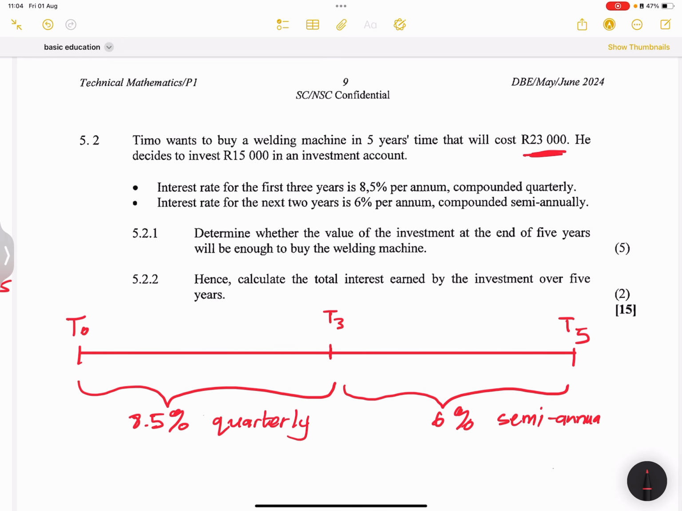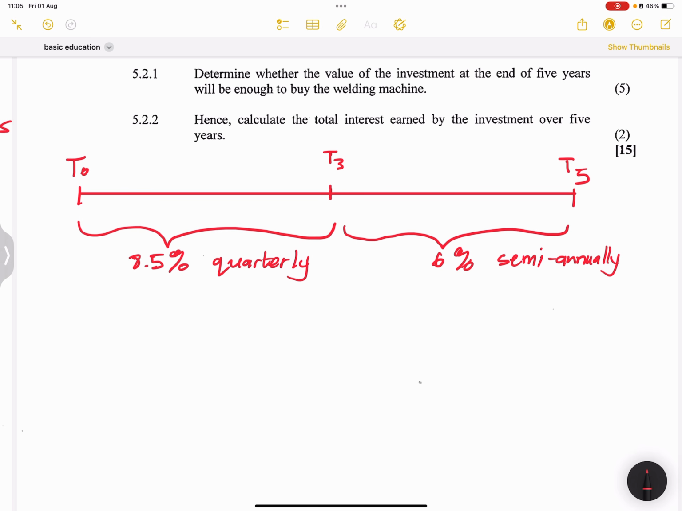Right. So they say to us, determine whether the value of the investment at the end of 5 years will be enough to buy the welding machine. I know that Timo invested 15,000 rands. So we're going to use our compound interest formula. Accumulated amount, that's P into, for the first 3 years, 1 plus i over m, to the power n times m. The principal amount that Timo invests is 15,000.